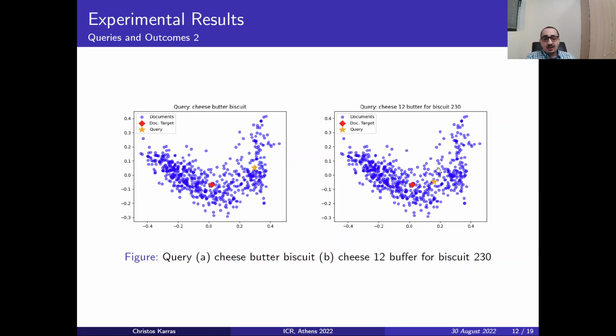So even though we have 5 words, where 2 words are numbers, 12 and 230, the distance lowered, meaning that the model works and the query is closer to the target document. So basically the system looks for ingredients in recipes, and it detects that the 12 and the 230 after the word biscuit means that you try to reach this document here.